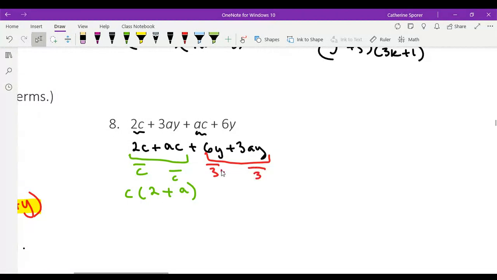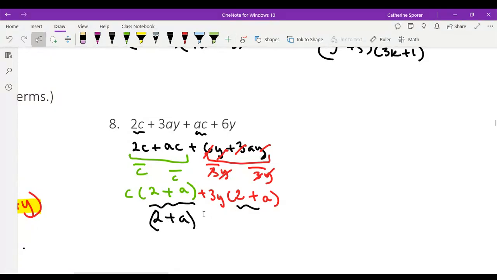And then the second set of terms, we could divide out a 3 and also a y. So if we divide out a 3, that is 2, and the y cancels. And then divide out the 3 here, that cancels, the y cancels, and we just get 2 plus a. And now those parentheses terms match, so factored form would be that matching parentheses of 2 plus a multiplied by the 2 GCFs added together, c plus 3y.